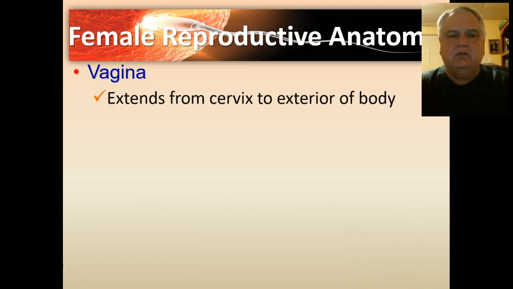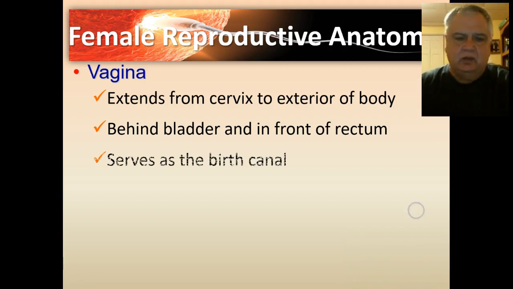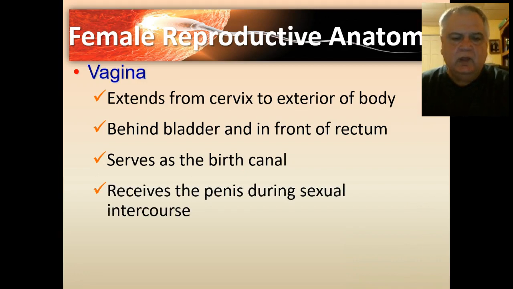Okay, moving ahead to the vagina then, which is going to extend from the cervix to the exterior of the body. It's going to be located behind the bladder, but in front of the rectum, just as the uterus is. The vagina is going to serve as the birth canal. It will also receive the penis during sexual intercourse.